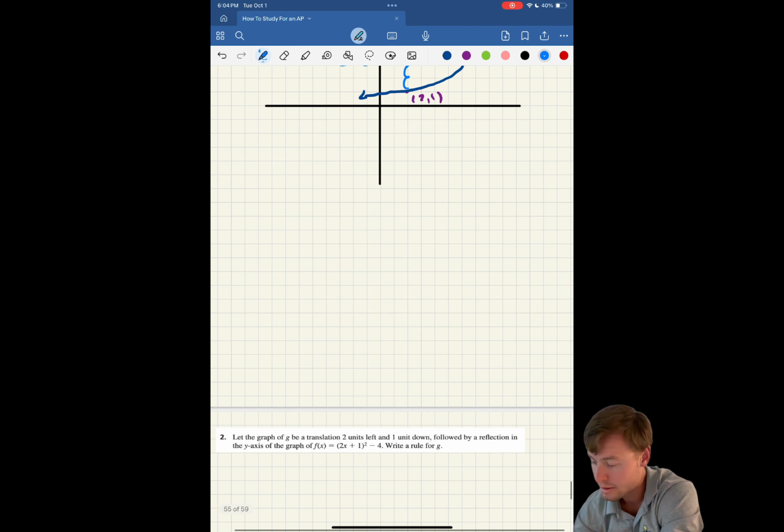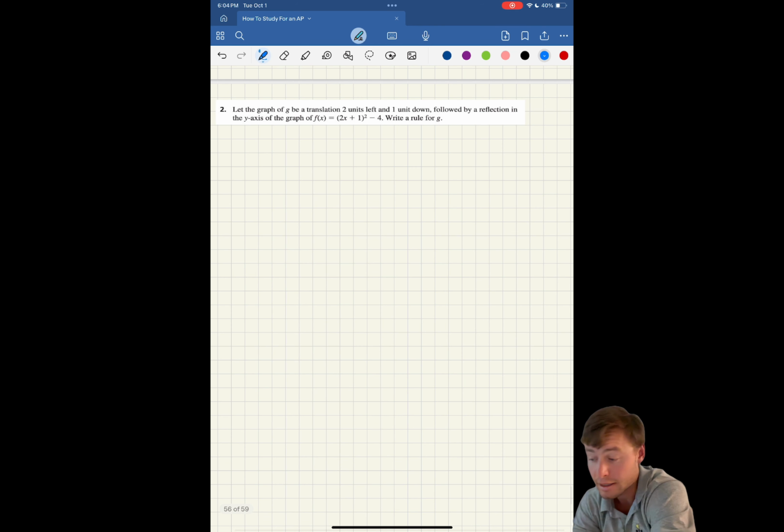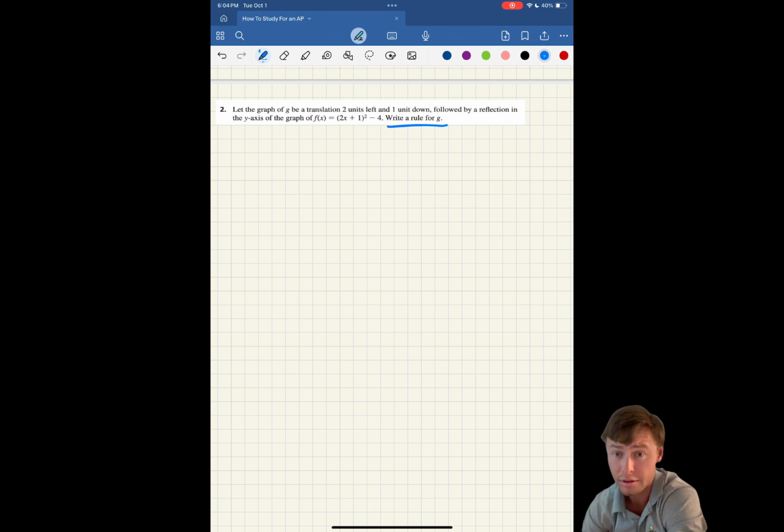All right. Number 2 reads, let the graph of g be a translation 2 units left and 1 unit down, followed by a reflection in the y-axis of the graph f of x equals (2x + 1) squared minus 4. Write a rule for g. Okay, so this sounds confusing, but all it's saying is write an equation for g, right? What is g of x equal to?